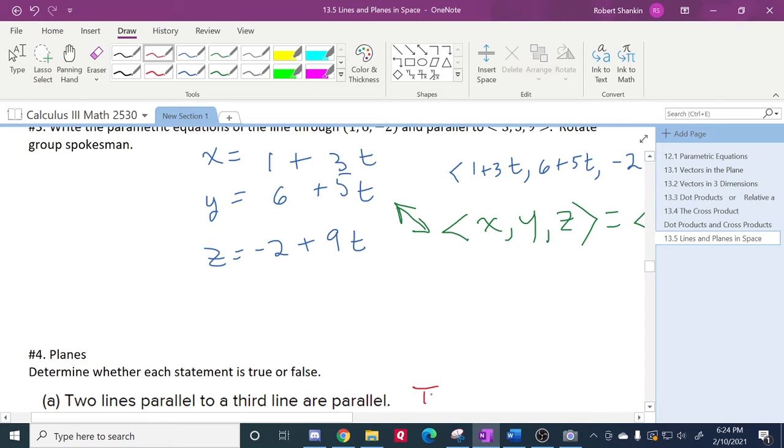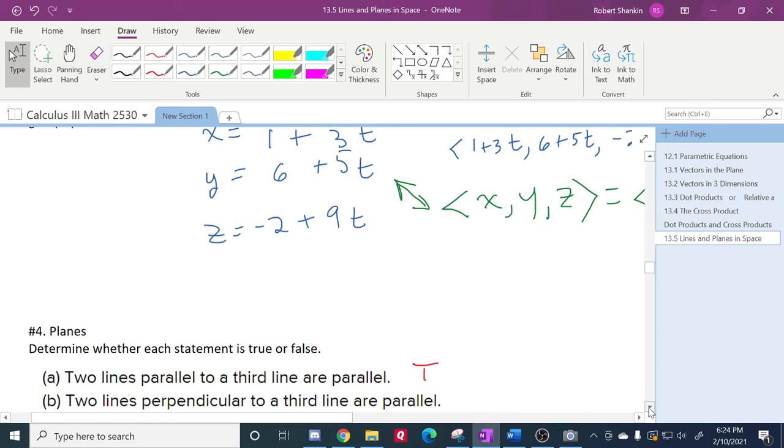All right, let's go to the next one. Two lines perpendicular to a third line are parallel. Okay, go ahead and hit enter. Discuss it briefly.